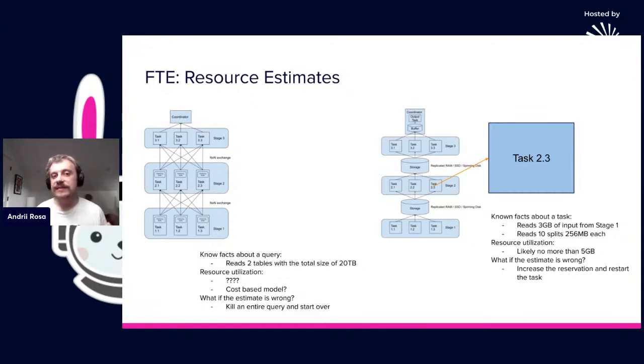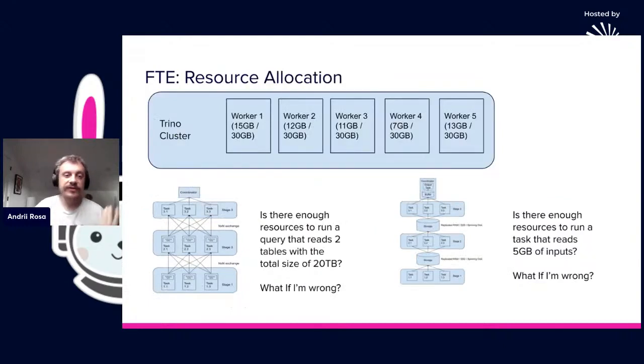And also if you make a mistake, it's not a big deal. If you schedule a task and there are no resources to run it and it fails, no problem. You adjust your estimate and reschedule just a single task. Resource estimates are just one part of the resource management problem. There is also the resource allocation problem.